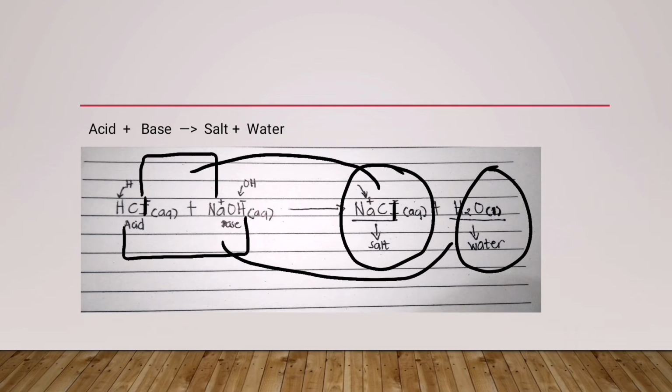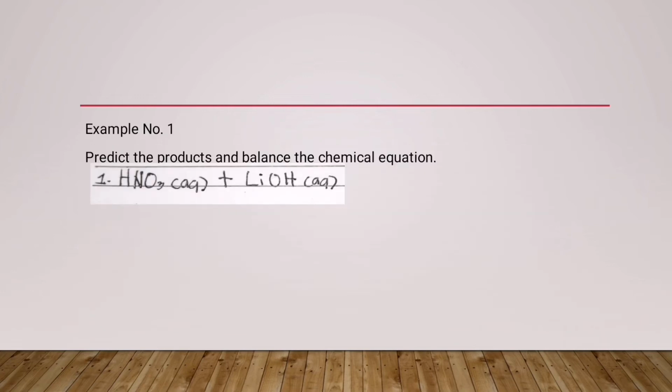Then next, let me show you some examples. So to test if you are really listening to our discussion, let's try to answer example number 1. Predict the products and balance the chemical equation. Number 1, nitric acid plus lithium hydroxide. So these are the reactants.